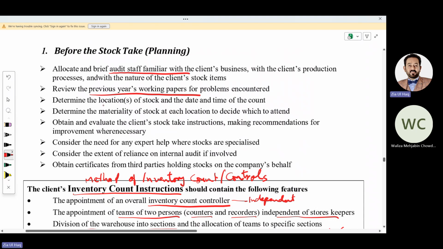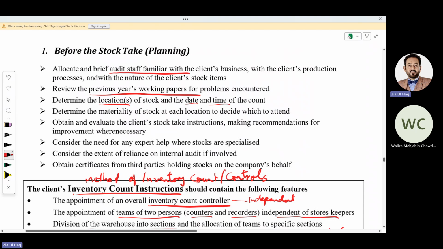We need to make sure where the stock count will be conducted, meaning location, date and time especially. Normally, what the client does is conduct the count at night time so that they can close their warehouse, because if they keep the warehouse open during the count, it will affect their sales and their business as well. So we need to make sure what the location, date, and time of inventory count is.